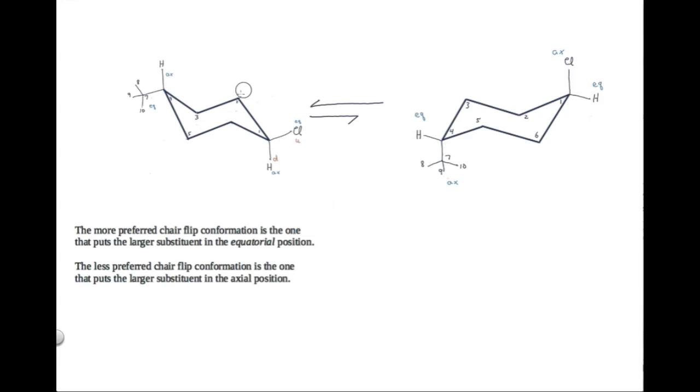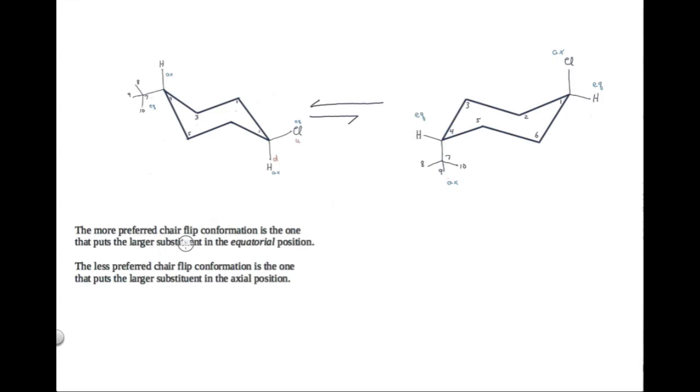So notice that in this equilibrium arrow, I've shown that the equilibrium favors the flip on the left and disfavors the flip on the right. This is the way to show an equilibrium where the left-hand picture is favored and the right-hand picture is less favored. The molecule will spend the majority of its time in this chair flip and a minority of its time in this chair flip.